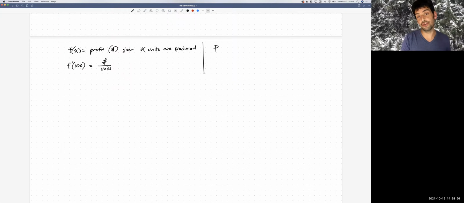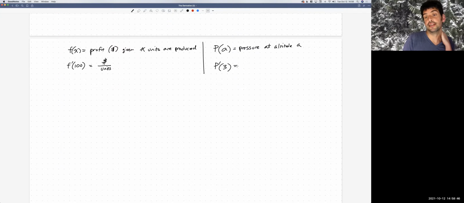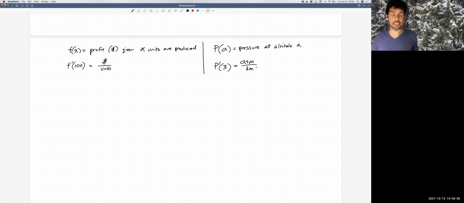Or we could have pressure, like air pressure at altitude a, right? Then if we computed P prime of 3, let's say, our units would be maybe atmospheres over kilometers, right? Changing a kilometer will change my atmosphere by how much? That's what this instantaneous rate of change would tell us.